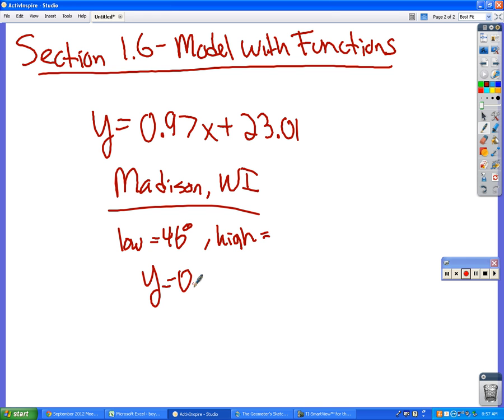So if I go 0.97 times 46 plus 23.01, then we find out that our model would predict the high temperature for that day to be approximately, you can do the math yourself, 68 degrees. And they say in the book, the actual recorded value was 67 degrees. So it's a pretty good model that we came up with.